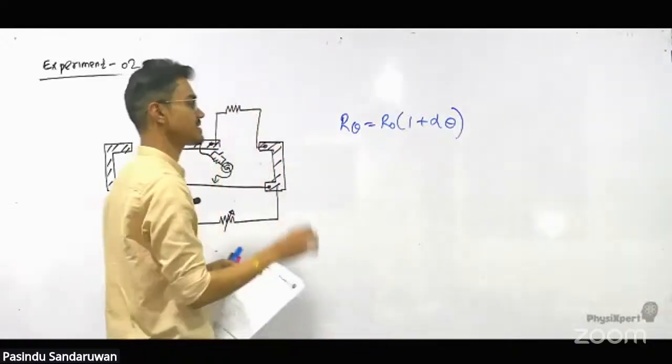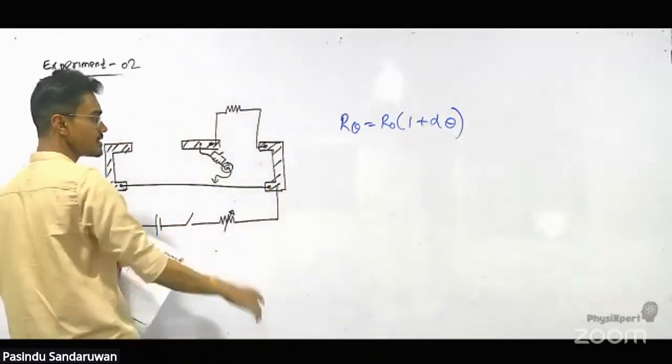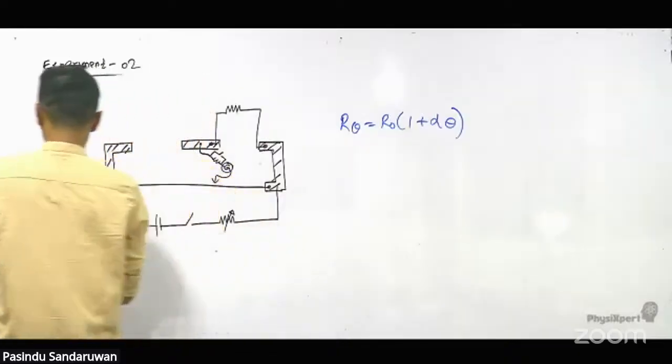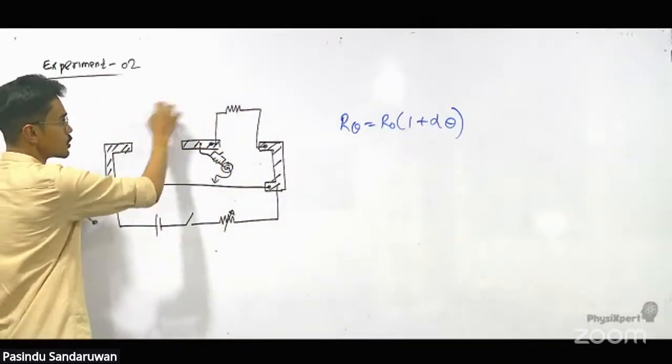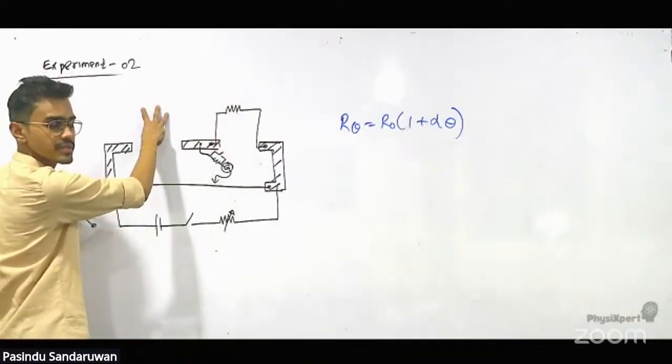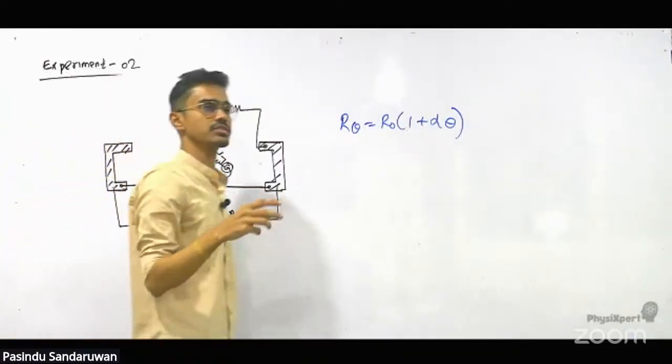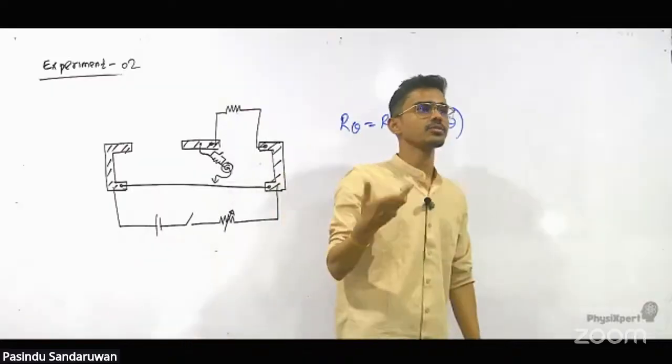For conductors it is 1 plus. Then to change the resistance, we are modifying the meter bridge. Usually in the meter bridge, we have two resistors in these two gaps, because usually we use the meter bridge to find an unknown resistor.